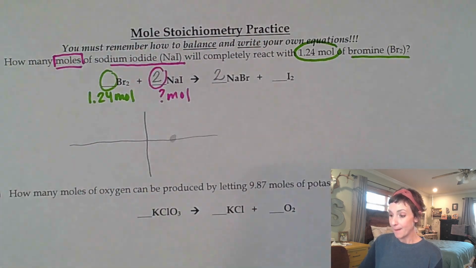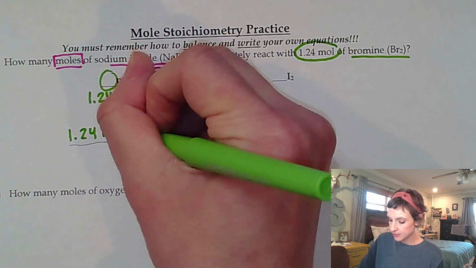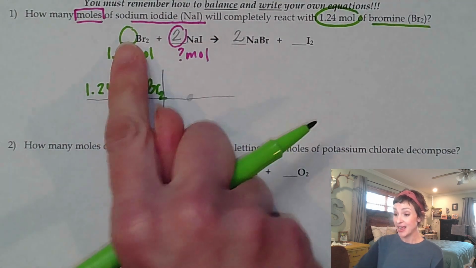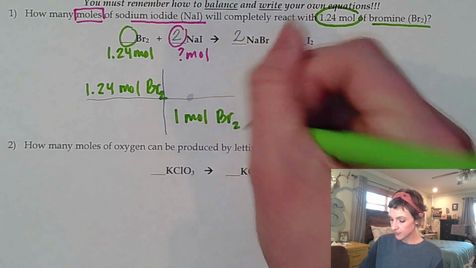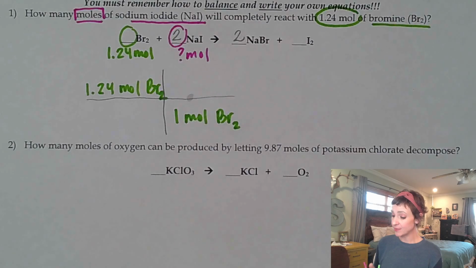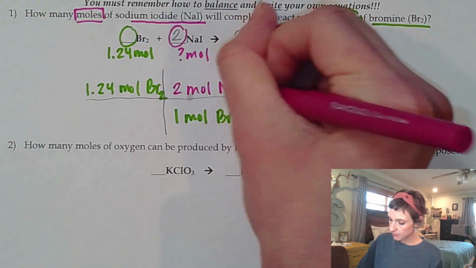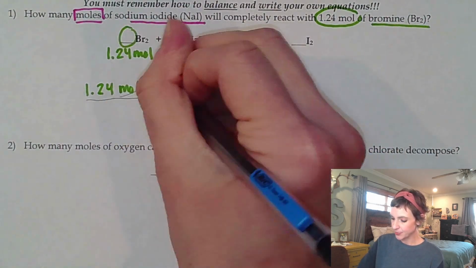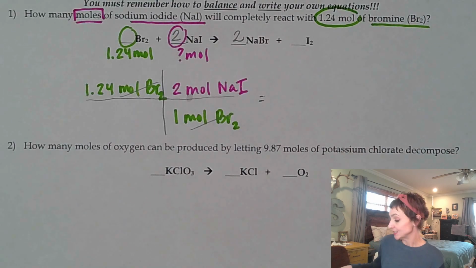So here we go. My given is 1.24 moles of bromine. So I'm going to write 1.24 moles of bromine. Yes? I am already ready for that mole ratio time. I have 1 mole of bromine for every how many moles of sodium iodide? 2. Yes? Looks good to me. I can cross off some things. Now I know where I'm ending is going to be moles of sodium iodide.